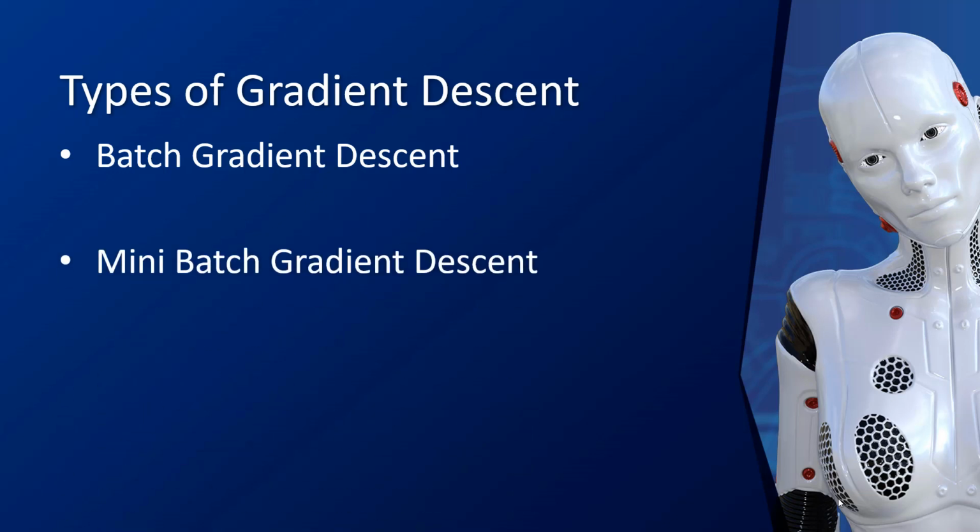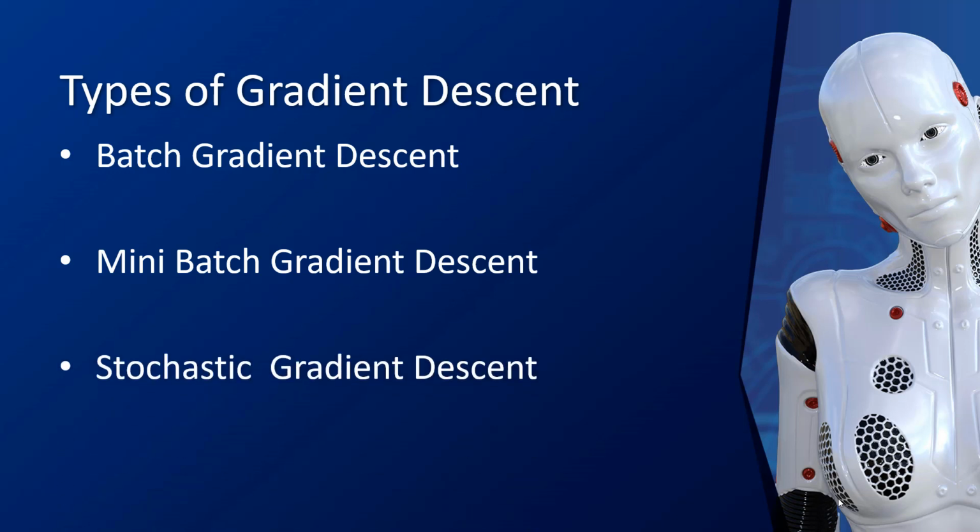Mini batch gradient descent splits the training dataset into small batches. These batches are used to calculate model loss and update model coefficients. For example, if we have 1000 data points, then we create 10 batches of 100 data points each.